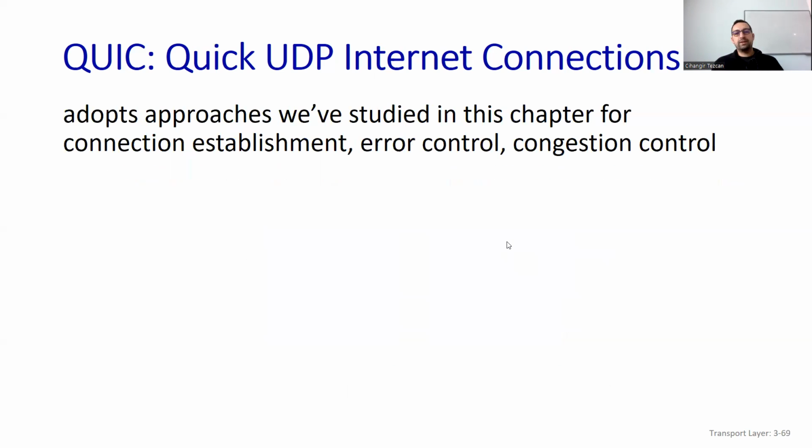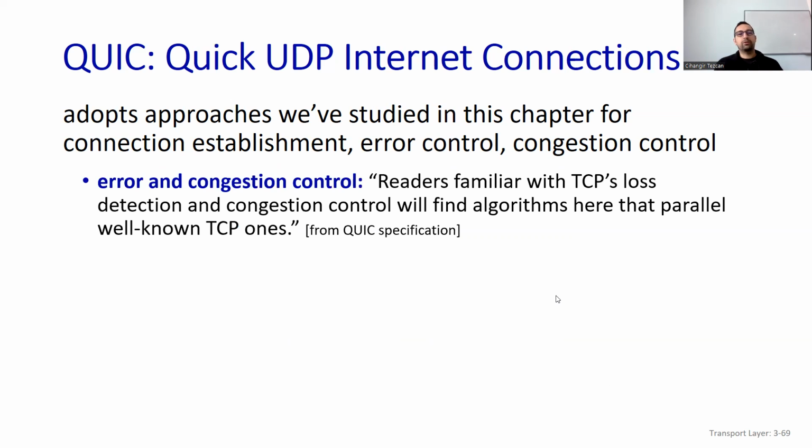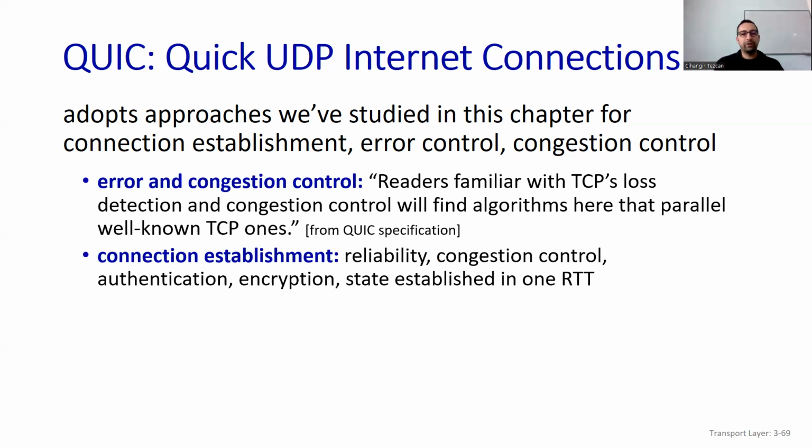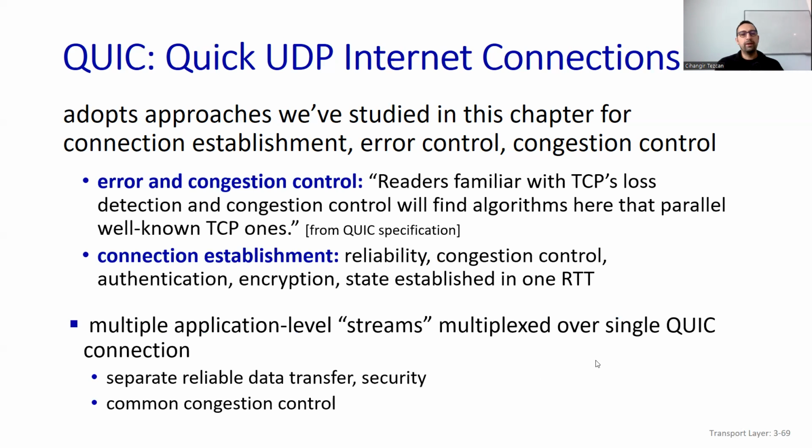So it adopts approaches we have studied in this chapter for connection establishment, error control, and congestion control, again at the application layer. Error and congestion control: readers familiar with TCP's loss detection and congestion control will find algorithms here that parallel well-known TCP ones. So they are trying to have properties of TCP, but using UDP. Connection establishment, reliability, congestion control, authentication, encryption state established in one RTT. Multiple application level streams are multiplexed over a single QUIC connection, with separate reliable data transfer, security, and common congestion control.